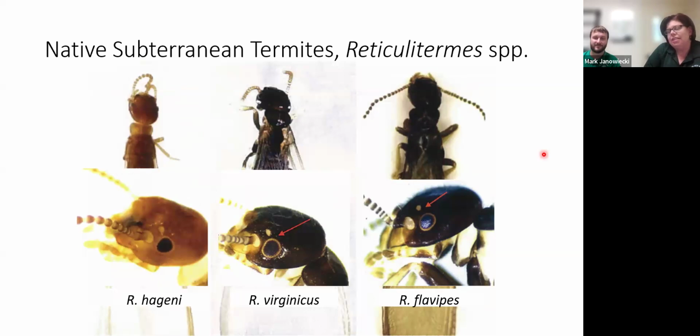And if you really want to get to the nitty gritty, you would need a microscope for this, definitely. But there are ways to tell these species apart by looking at the distance from a compound eye to a simple eye, indicated by those red arrows.